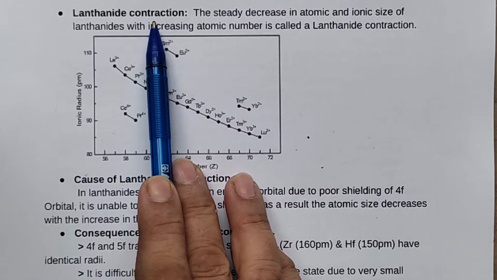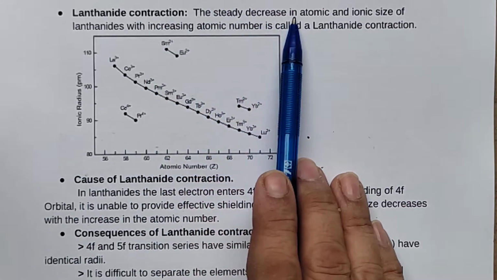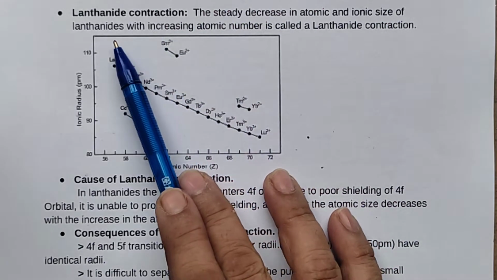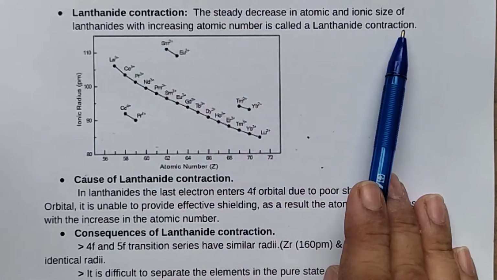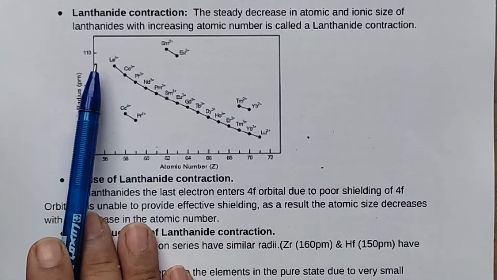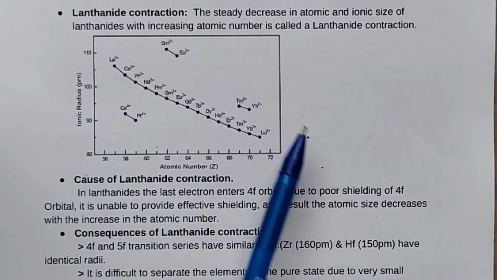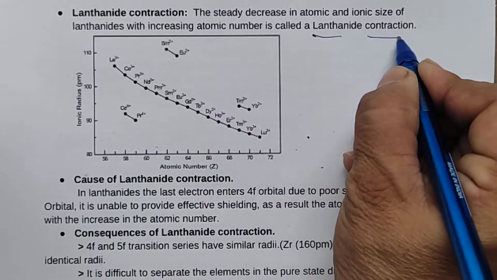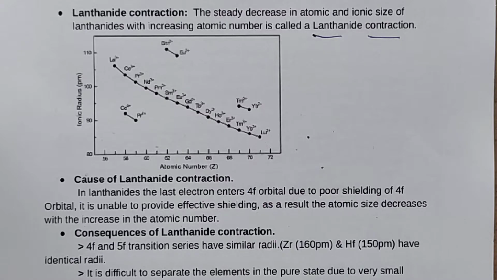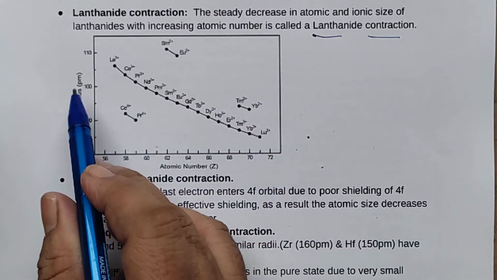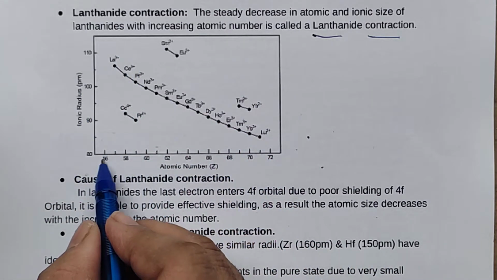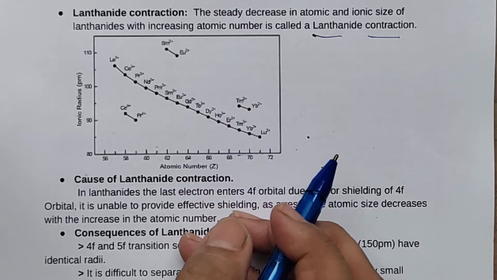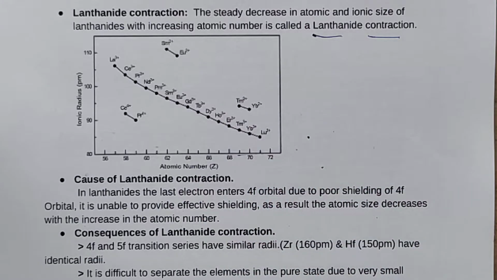What is lanthanide contraction? The steady decrease in atomic or ionic size of the lanthanides with the increase in atomic number. That means when you are moving across from left to right in the periodic table, there is a decrease in the size of the lanthanides. This is called lanthanide contraction. This is a graph between the ionic radii and the atomic number. When the atomic number increases, their size is decreasing. Why? That cause we are going to study now.